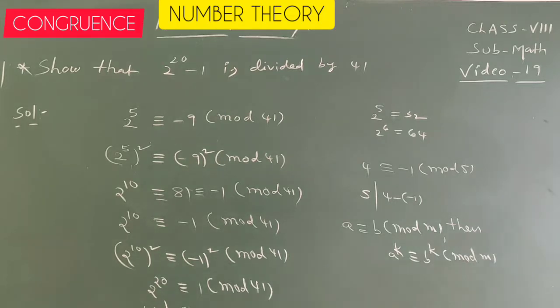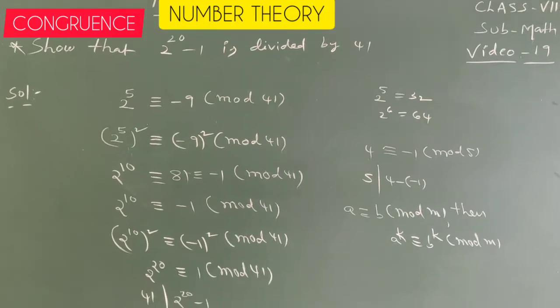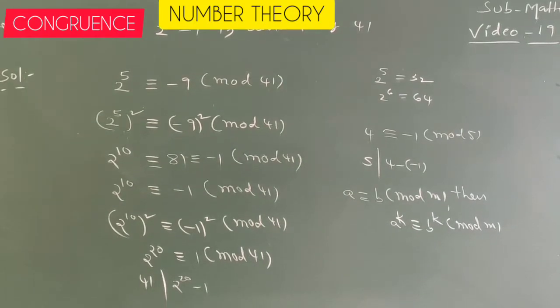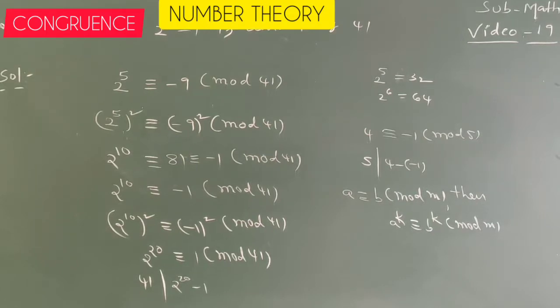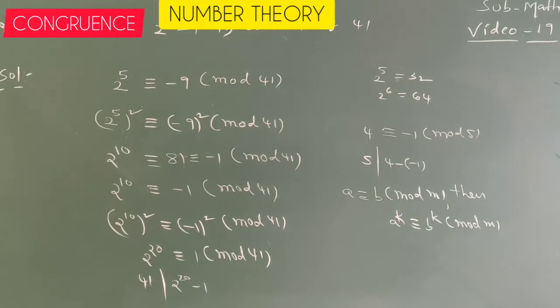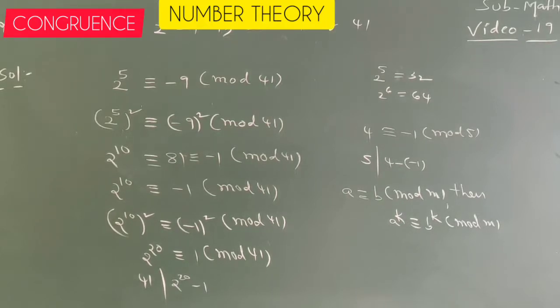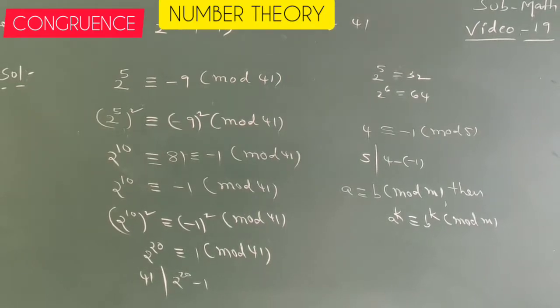That's why again squaring on both sides. 2 power 10 whole squared is congruent to minus 1 whole squared to the mod 41. Meaning 2 power 20 is congruent to 1 to the mod 41, meaning 41 divides 2 power 20 minus 1. That only we need to show. Okay, recall the definition of congruence: A is congruent to B to the mod M means M divides A minus B. Likewise, 2 power 20 congruent to 1 to the mod 41 means 41 divides 2 power 20 minus 1.